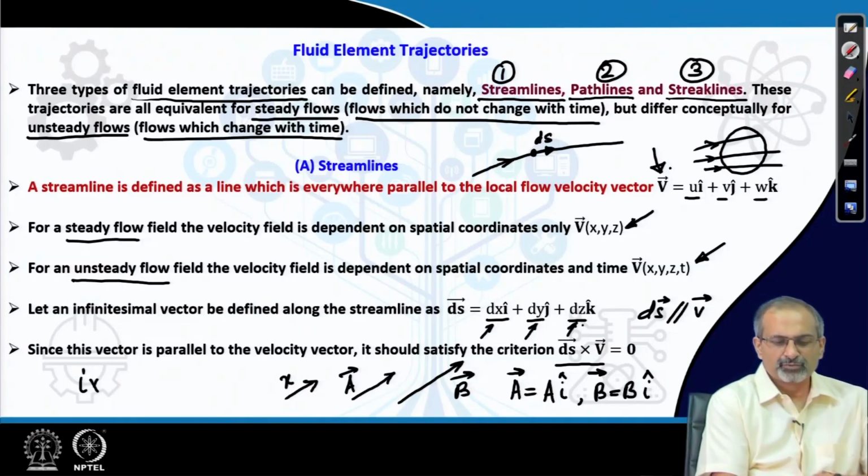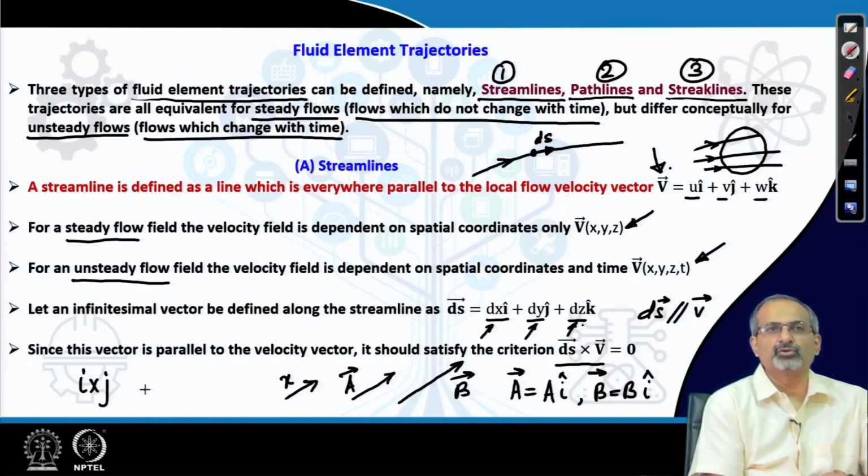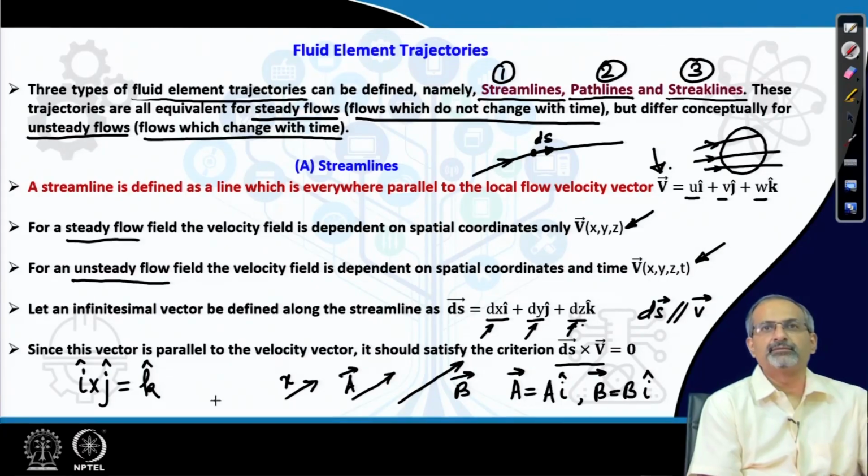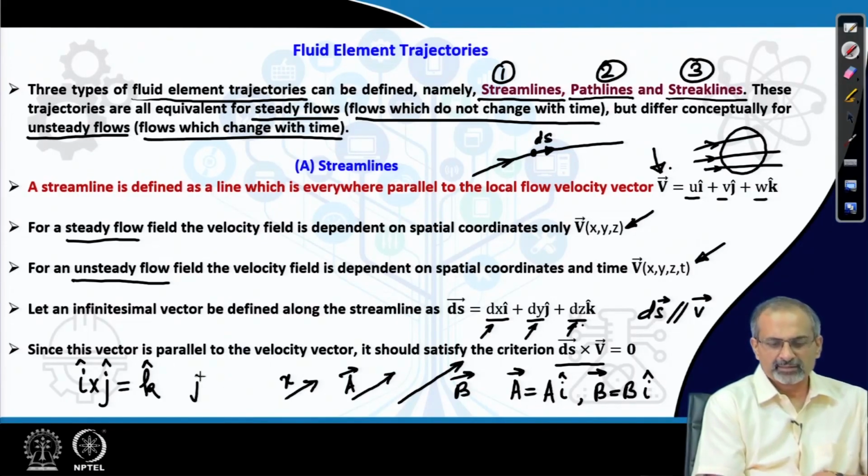However, if you take cross products of orthogonal vectors, here we are taking 2 unit vectors along x and y directions, and we are taking a cross product. By the right hand rule, it will give k. k is the unit vector along z direction, which is orthogonal to the plane containing the i and j vectors, which is the xy plane. Similarly, j cross k will give you i, and k cross i will give you j.